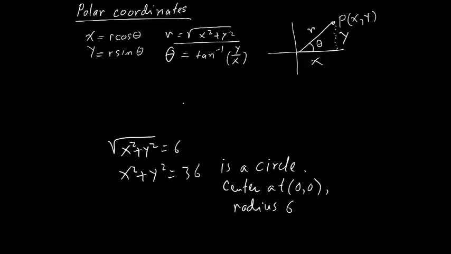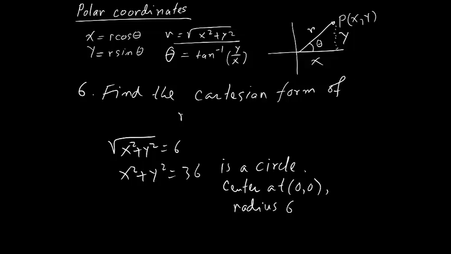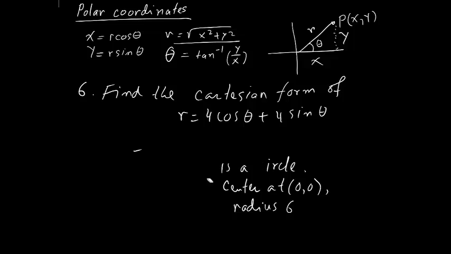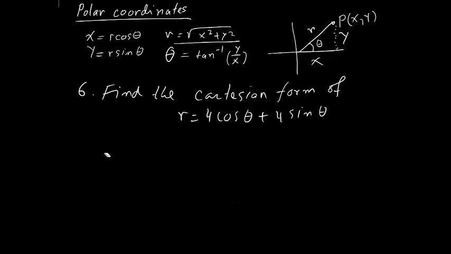Okay, number 6. Find the Cartesian form of r equals, say you have 4 cosine theta plus 4 sine theta. They are saying write the Cartesian form of this. Now if you look carefully, you have cosine theta, you have sine theta. If we can bring r with these, then I can convert it to xy, isn't it?